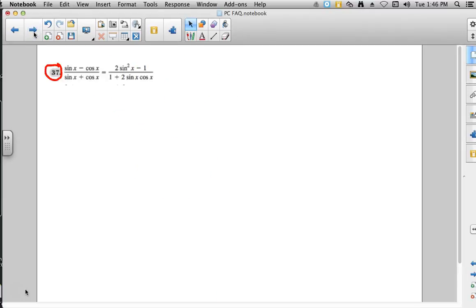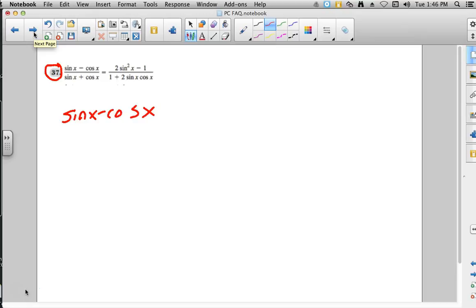Next up, we have 37. 37 is kind of a monster here. We have sine of x minus cosine of x, and we want that to be the sine of x plus the cosine of x. Now, there are a couple things here that indicate to me that I'm going to have to do some FOILing, and those things would be the 2's. The 2's really tell me, okay, I'm going to have a sum of squares. I'm going to have to square it. That's how I'm going to get the 2's.